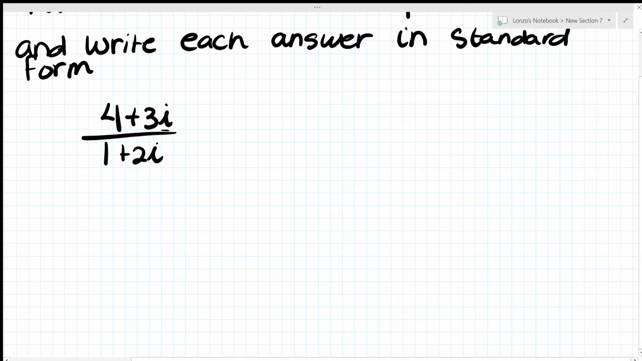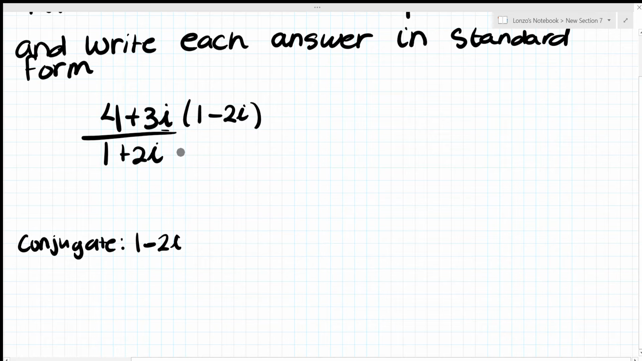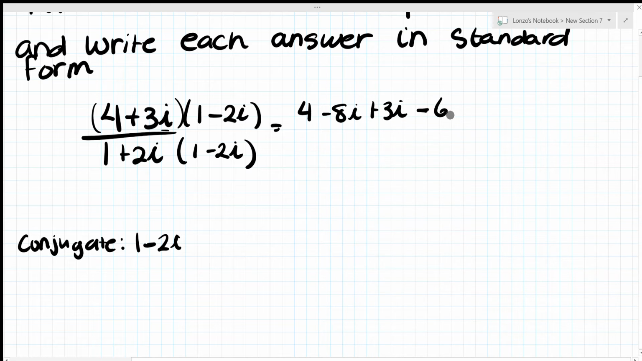So first thing is, I'm going to have to find my conjugate and multiply top and bottom by the conjugate. The conjugate is usually the one in the bottom, and then you just change the sign. So our conjugate is going to be 1 minus 2i, because this one is positive, so you just change the sign. So let's multiply top and bottom by that. When you FOIL this out, you're going to get 4 minus 8i plus 3i minus 6i squared. And I know this is a perfect square, so I'm going to get 1 minus 4i squared.